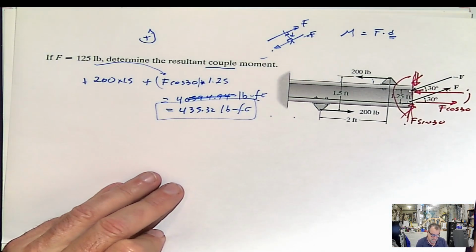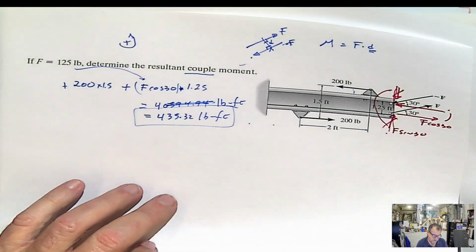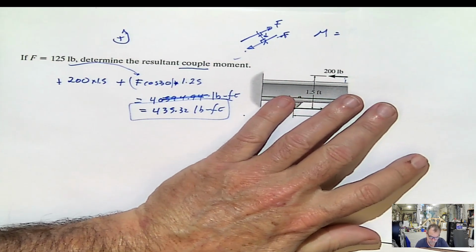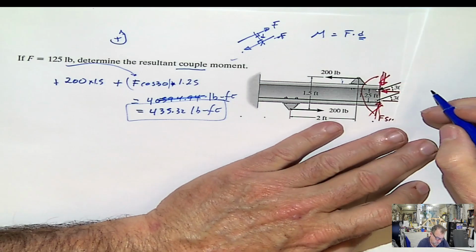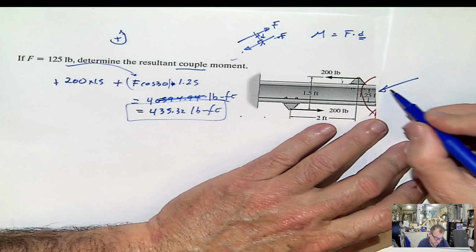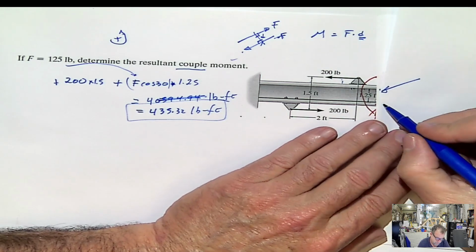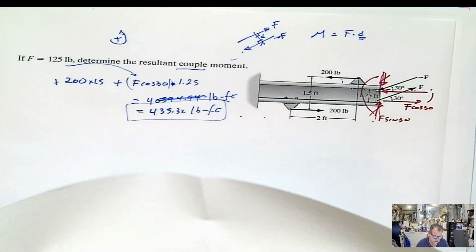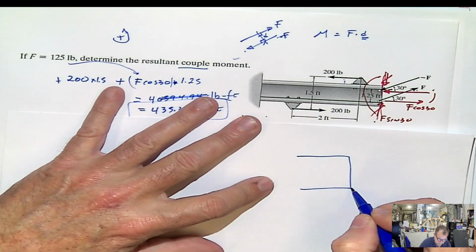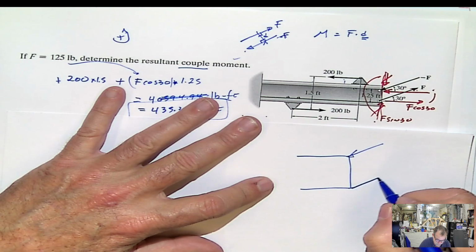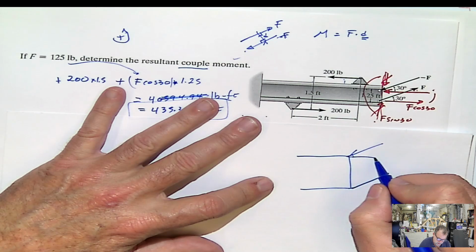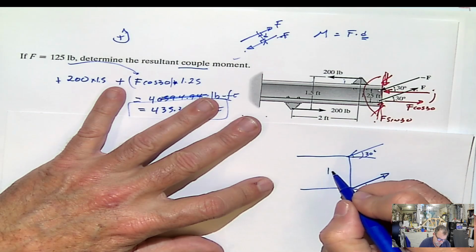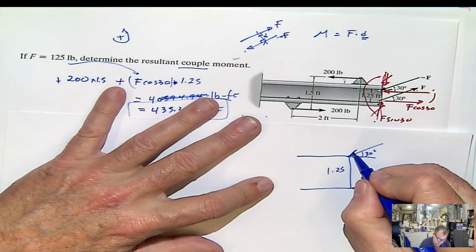Now remember I said this could be solved in a different way. The first part I'm going to keep the same, and I'm just going to put that force here and the other force here. Let me draw it even better. So I have this force and this force, and this is 30 degrees, and 30 degrees, and this distance is 1.25.